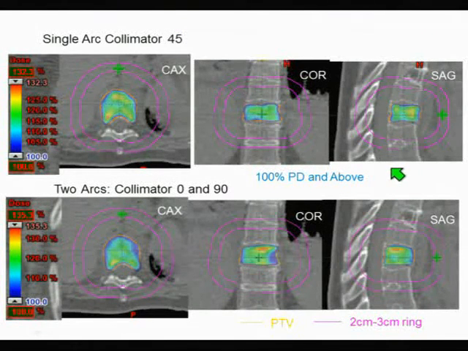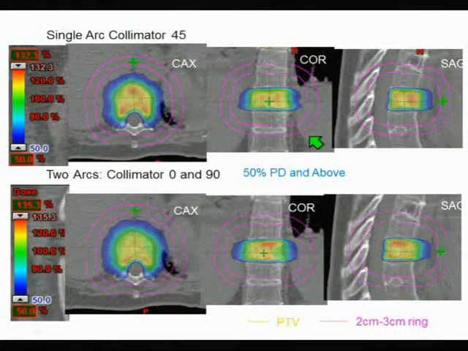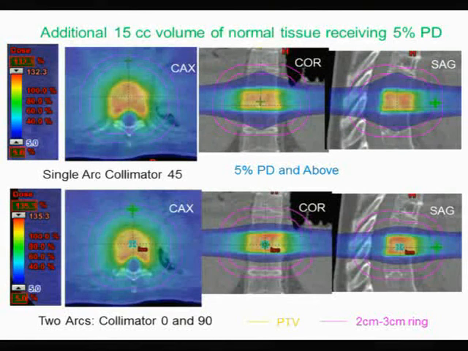Some people do RapidArc and always use just a single arc with the collimator at 45 degrees, instead of what we use: two arcs, one with collimator 0 and the other with collimator 90. If you look at the distribution for the 100%, it's very similar. You can get very good coverage. The 50% dose is also pretty good. But there's a cost if you rotate the collimator 45 degrees. The 5% of the prescription dose will cover an additional 15 cc of volume. You can see this spill out here, versus two arcs with 0 and 90 degree collimator angles.